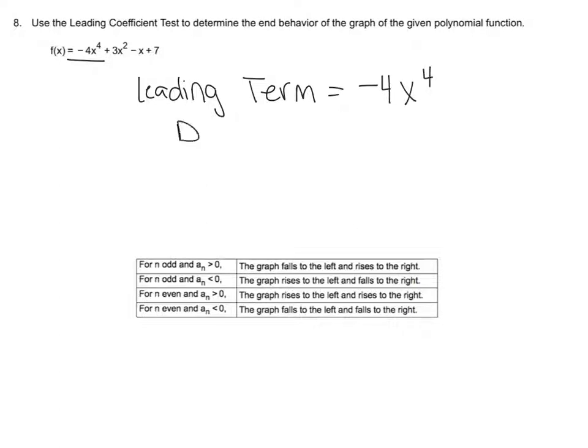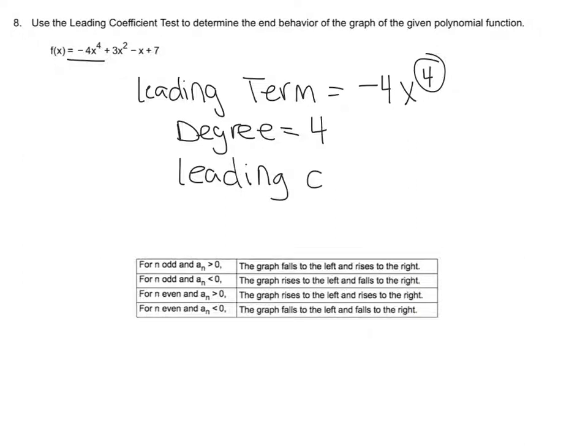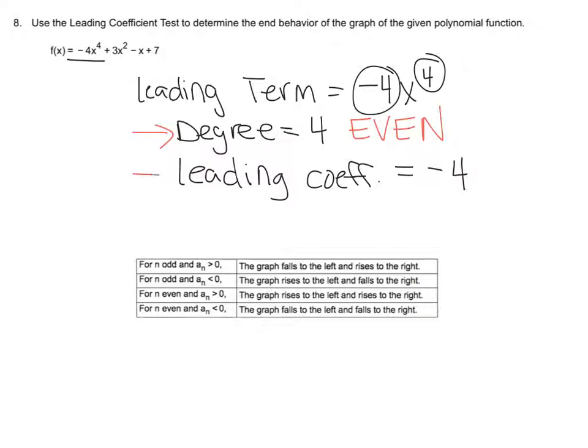Next, we'll list the degree of the polynomial. Again, the degree is the highest exponent, so that would be 4. And then we want to list the leading coefficient. That's the number in front of the x value of the leading term. So the leading coefficient is negative 4. Now, if we look at the degree, our degree is even. And if we look at our coefficient, our leading coefficient is negative.